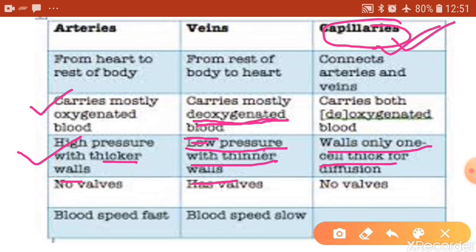Another difference that you see is that the blood flows with a high speed and high pressure through the arteries. The flow of blood through the vein is slow, and through the capillary it is extremely slow, very slow. So blood flows very slowly through the capillary.